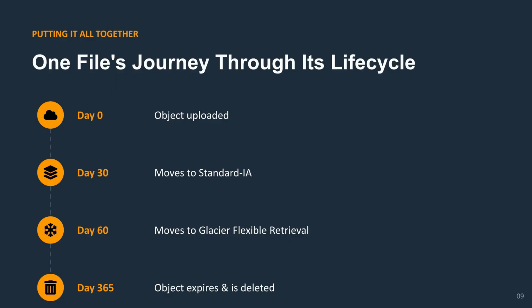Let us understand one file's complete journey. On day 0, the object is uploaded into the bucket. For the first 30 days, it stays in a high-performance storage class because recent files are more likely to be accessed. On day 30, it moves to Standard IA, which is cheaper for infrequently accessed data. On day 60, it moves to Glacier Flexible Retrieval, where storage cost is lower, but retrieval may take more time. Finally, on day 365, the object expires and is deleted.